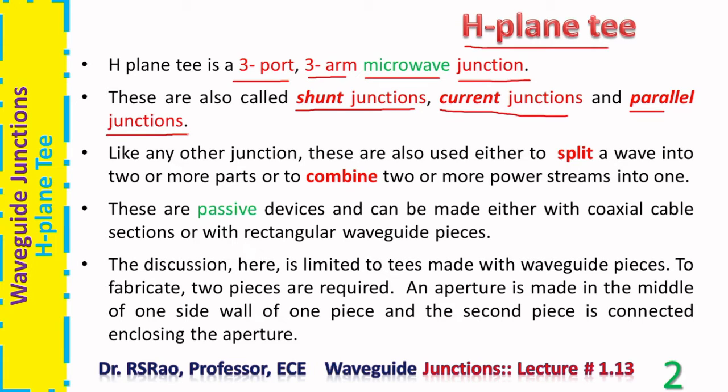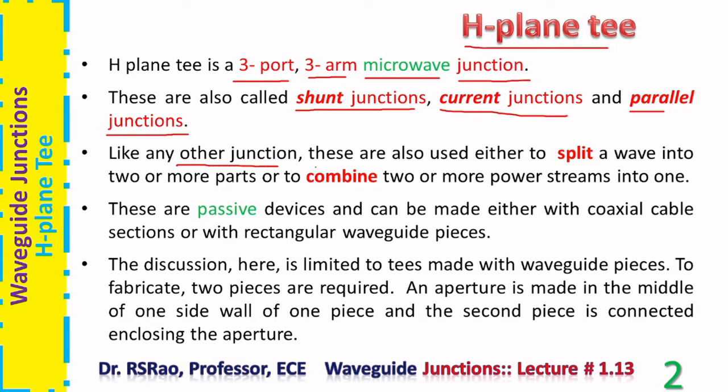These are called shunt junctions because the three limbs or the three arms have the same voltage across them in the junction region. Therefore, shunt is the appropriate term to describe their electrical interconnection. Parallel is a synonym for shunt. The three arms are actually pieces of rectangular waveguides or pieces of coaxial lines. Here we are considering rectangular waveguide pieces, as already mentioned.